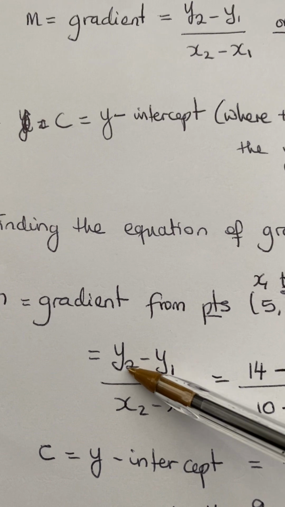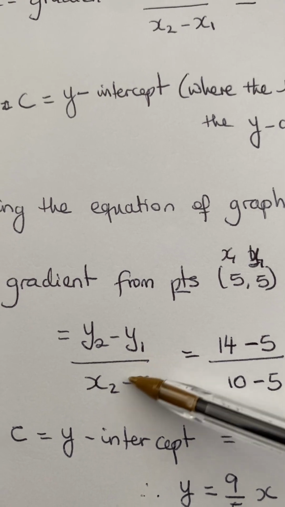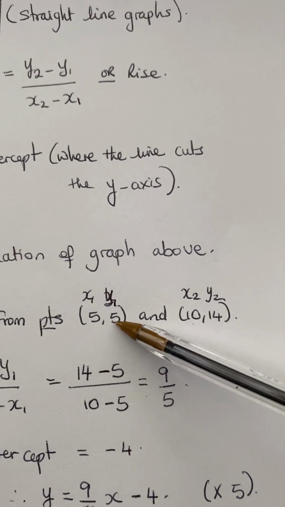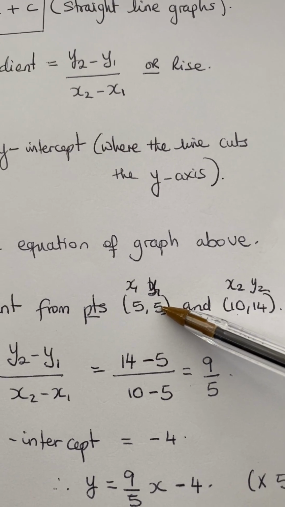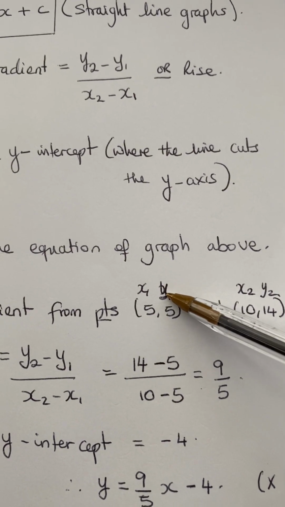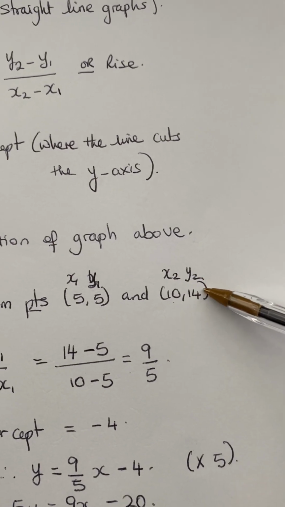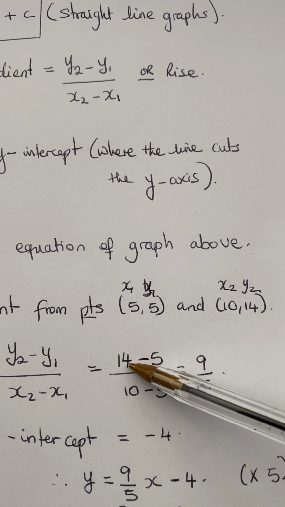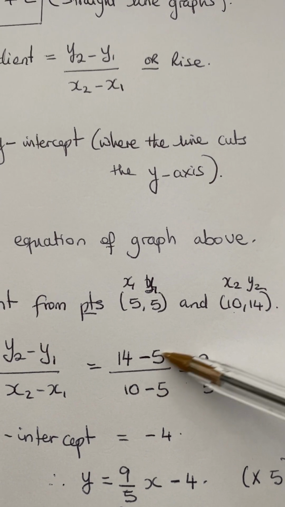Now we use the formula y2 minus y1, all divided by x2 minus x1. So the point we have, (5, 5): x1 is 5, y1 is 5. So x1, y1 for the first point, x2, y2 for the second. Our y2 now is 14, so 14 minus y1, which is 5, will give us 9.